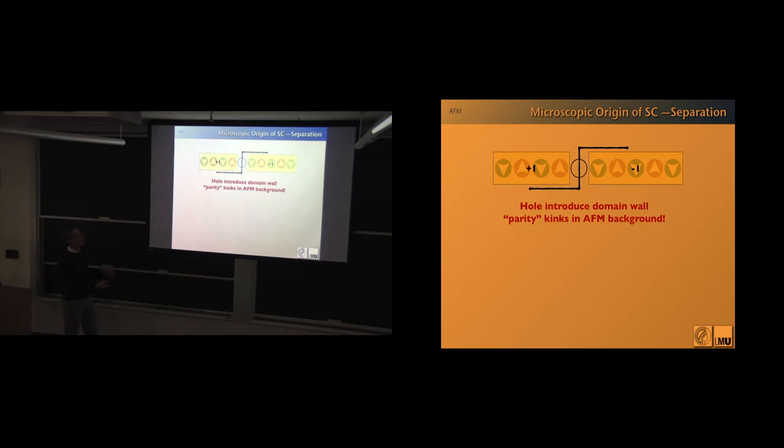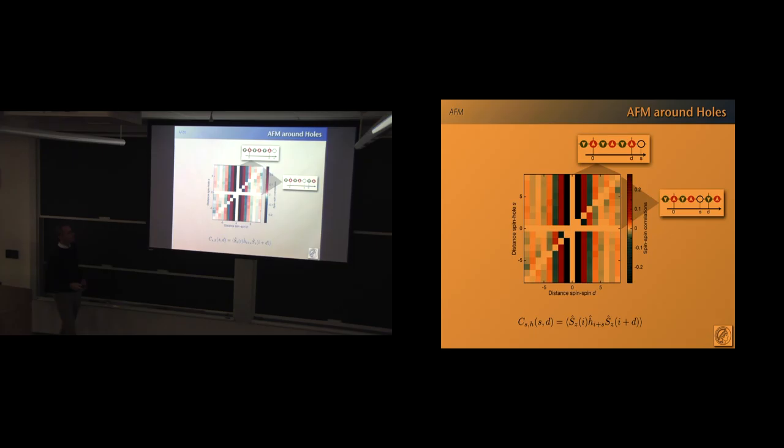Now, you can see that, we've measured that, and here's a picture of the data. This is one of the first measurements which make use of this three-point correlation. So what I'm showing here is the following.